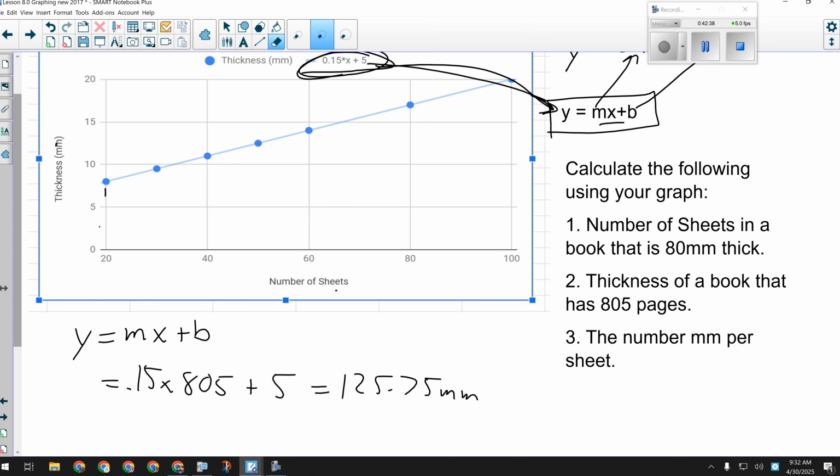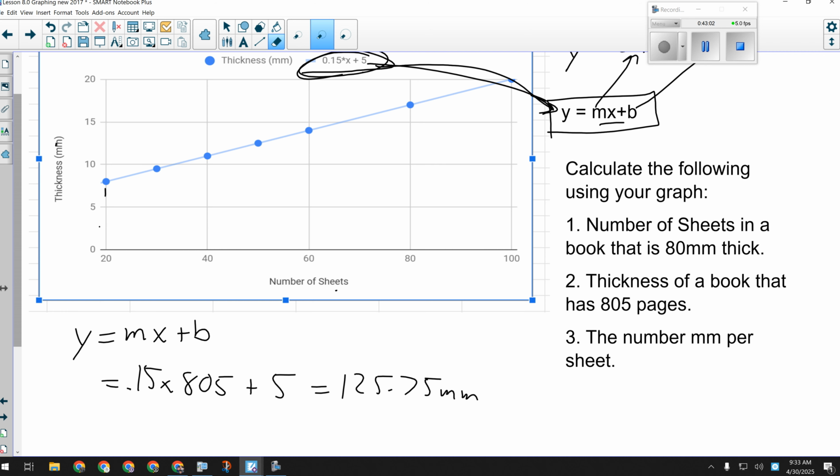Okay? Guys, I don't know how many times I've put a graph just like this on a unit exam and asked those 3 questions. Calculate an x given a y. Calculate a y given an x. Tell me what the slope means. Those are the 3 most important things that you can get from a linear graph.